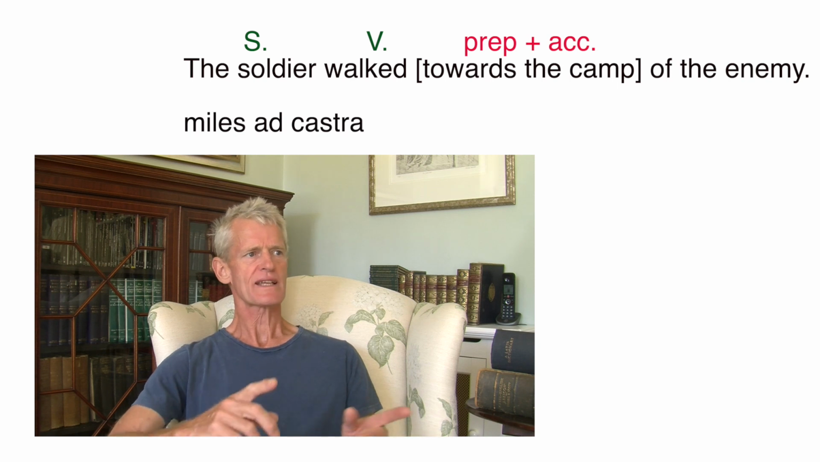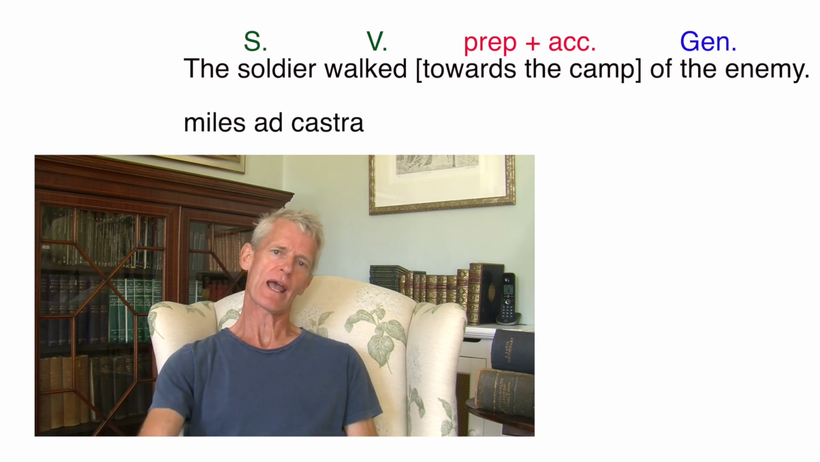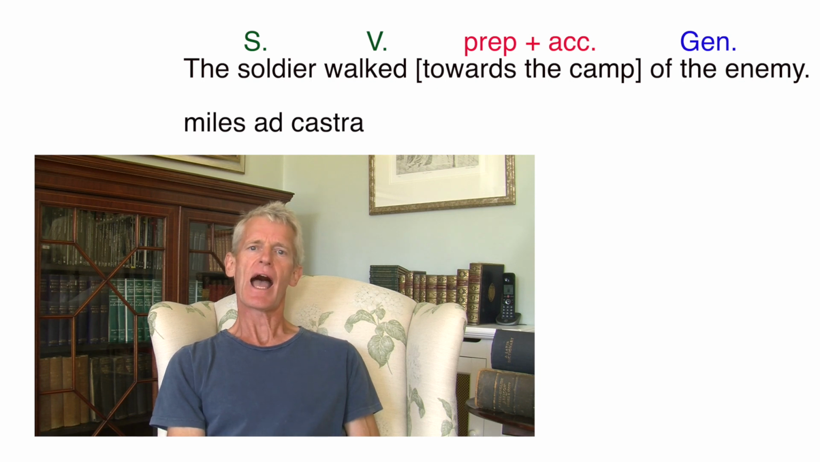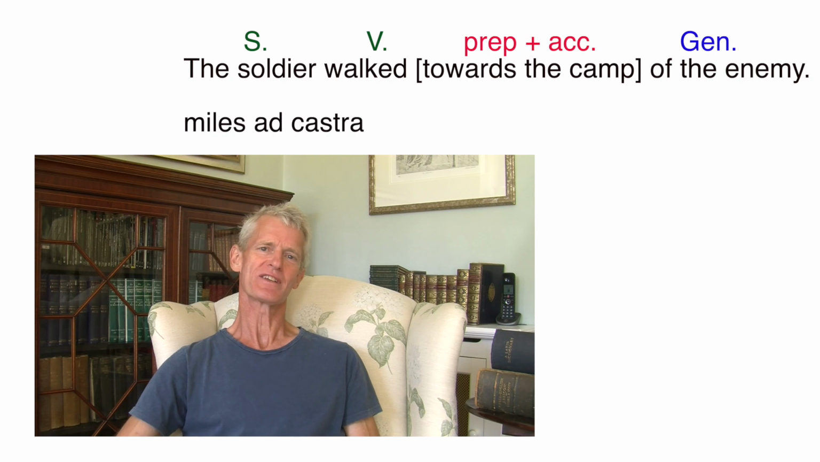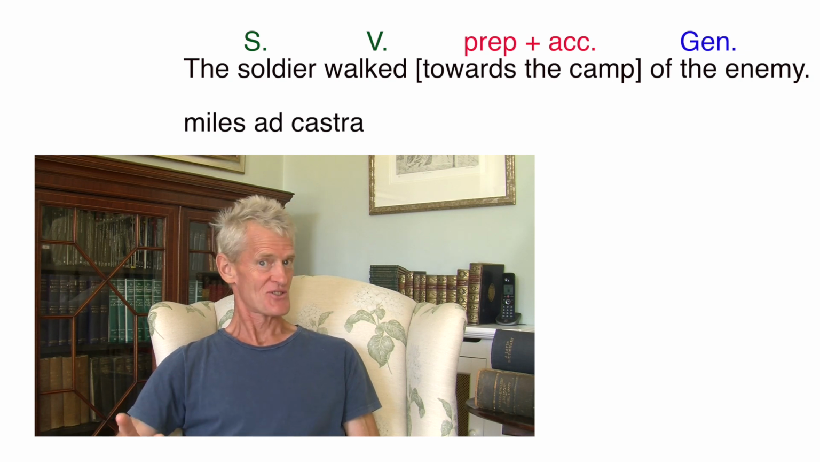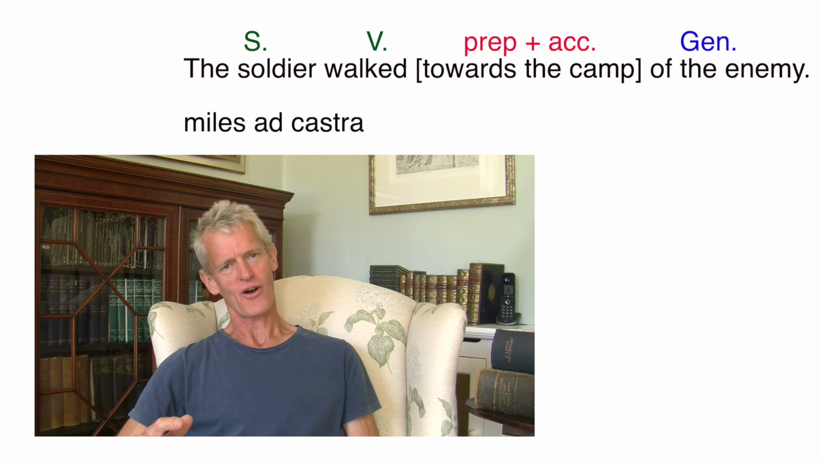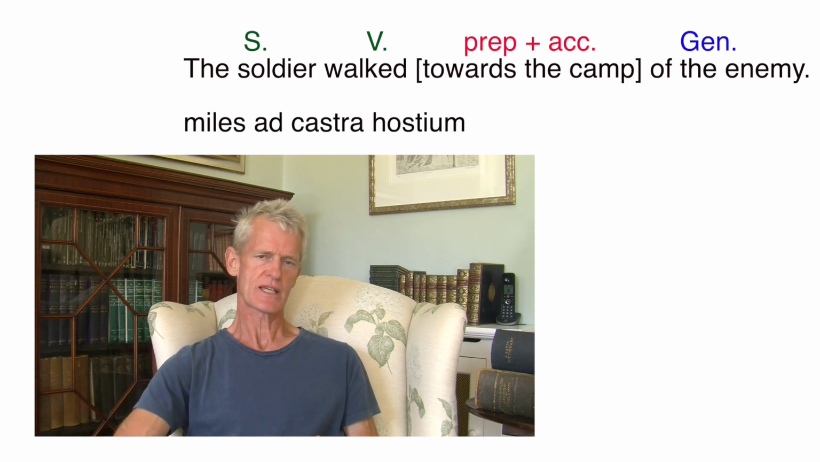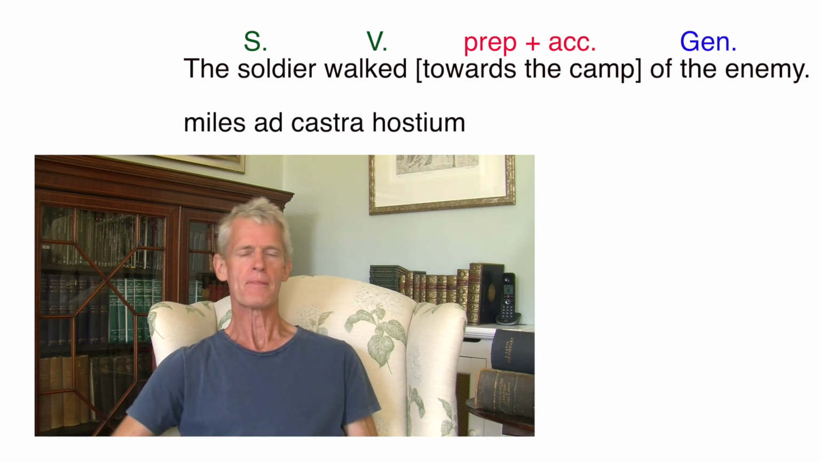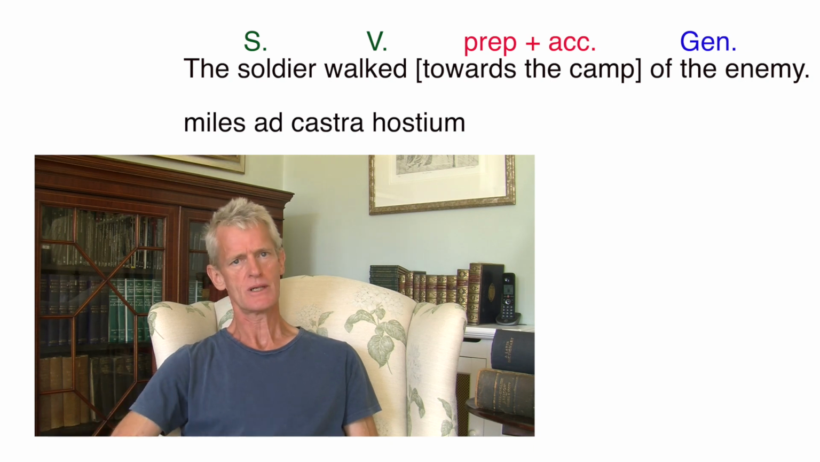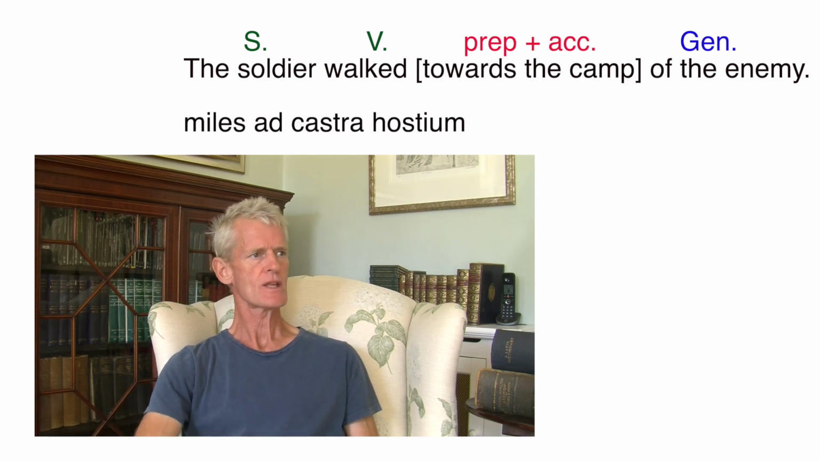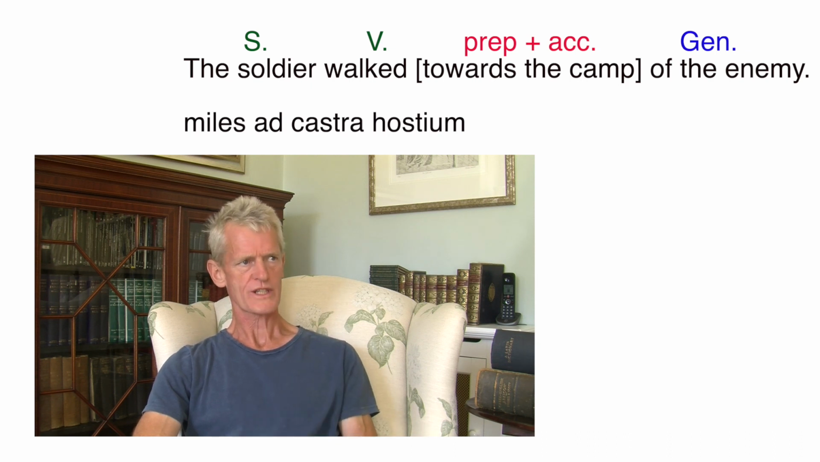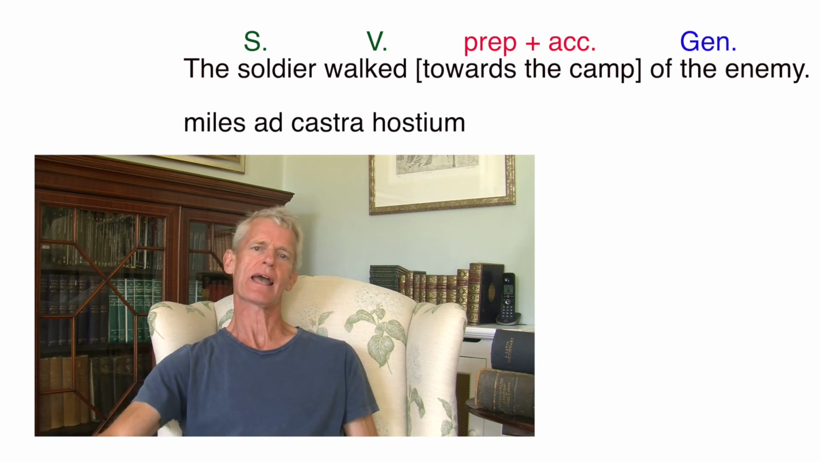Now, towards the camp of the enemy. Latin for enemy is hostis, and hostis is a third declension, non-increasing noun. So the genitive plural of hostis is hostium. Think of kiwis in the plural: kiwis, kiwis, kiwium. So hostium is of the enemy. And then finally our verb walked. The soldier walked towards the camp of the enemy.